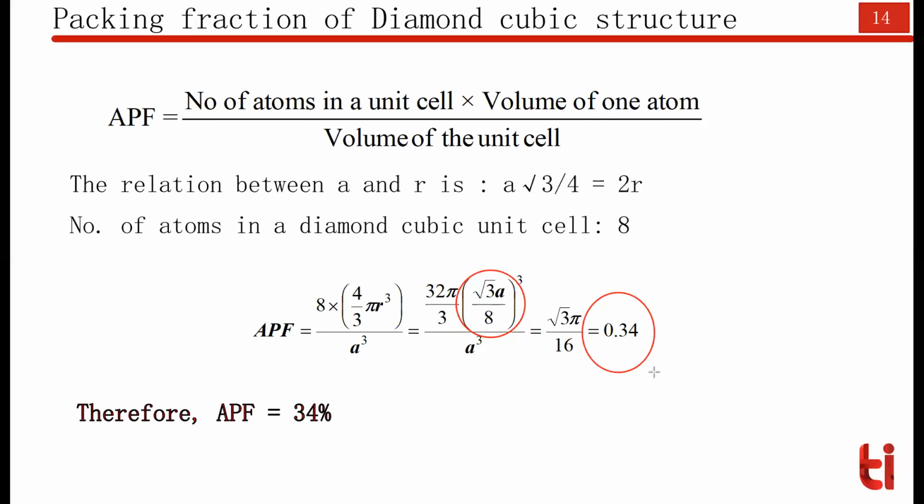it comes out to be 0.34. That means the APF of a diamond cubic structure is much lower as compared to the FCC unit cell. You remember, FCC has the highest packing density of 0.74. As compared to that, the APF of the diamond cubic structure is only 0.34, or you can say 34%. Why is this so? It is because the diamond cubic structure is quite porous, or you can say it is more open. It has a very large amount of voids present within its unit cell.